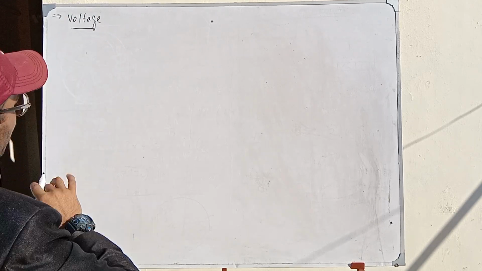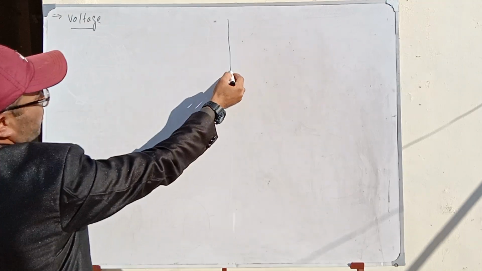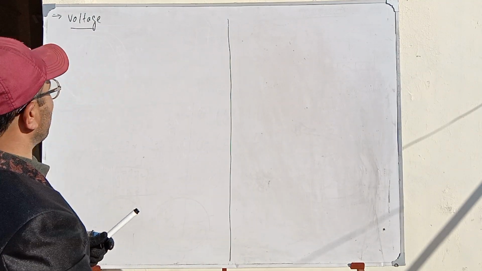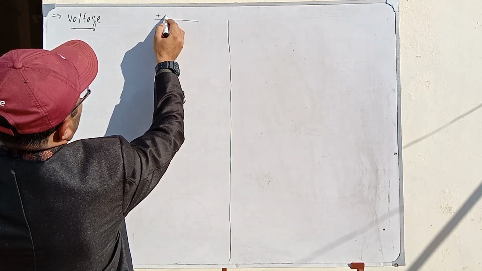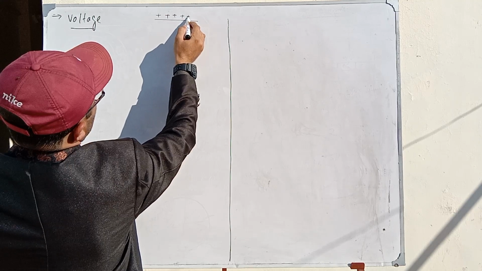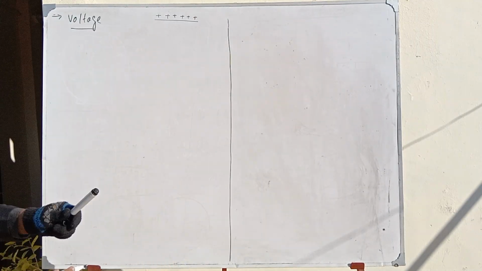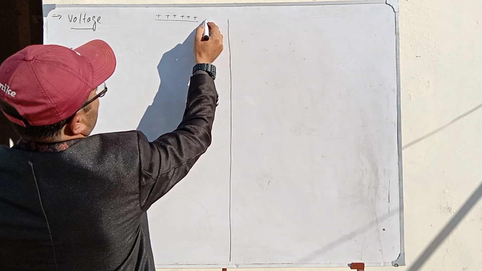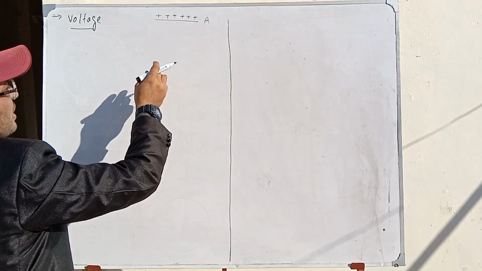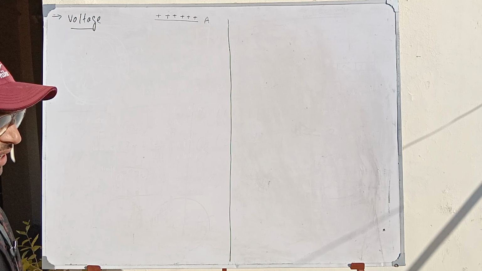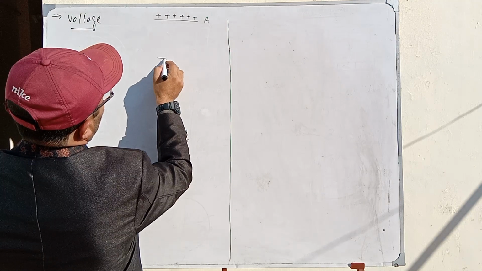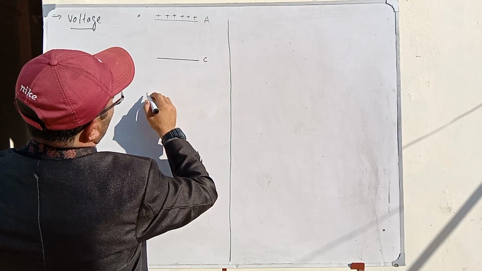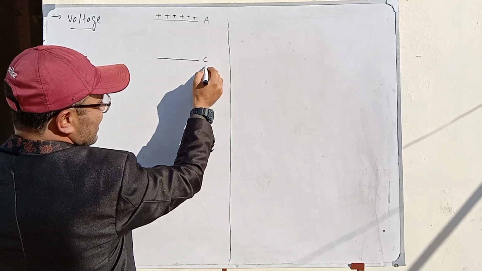Basically, voltage is the number of excess charges at any point. For example, if I have a plate just like this, plus, and I name this plate A. So this plate A has 6 excess positive charges, but I will take some reference. So when I take some reference, just like C, this C is neutral.